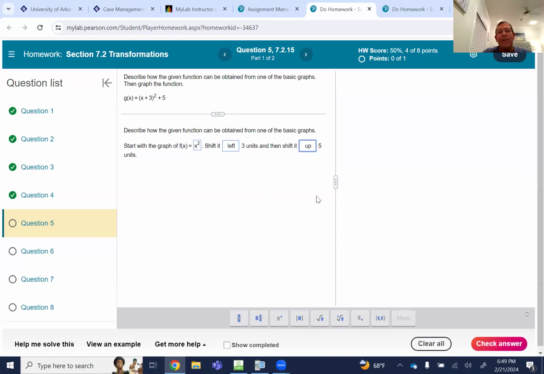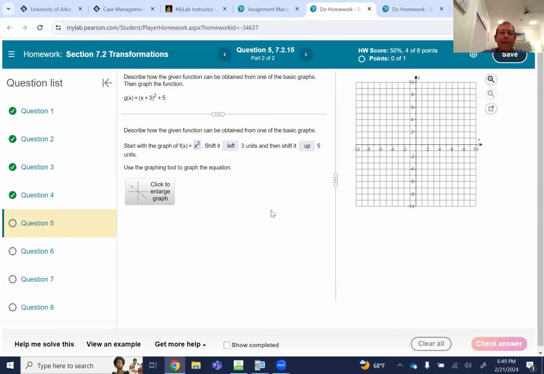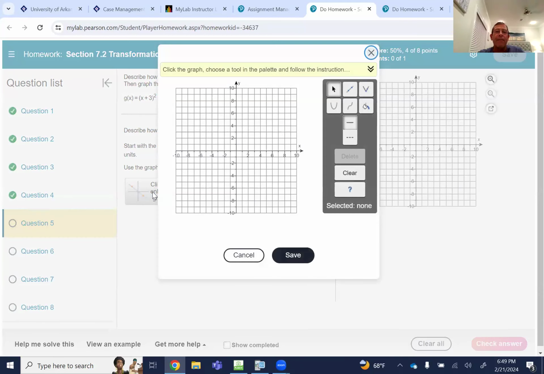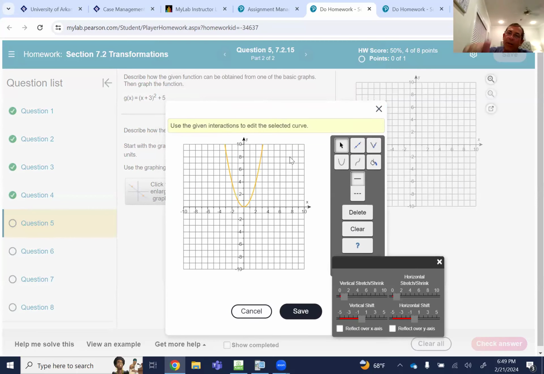Okay, so notice the difference. The 3 inside, left or right. The 5, up or down. So let's see, we had to answer that. Then guess what? We got to graph it. So click the enlarge graph. So that's the x squared graph. So get the U-shaped parabola for the x squared tool. Click anywhere on the graph. It's going to start it in the center.